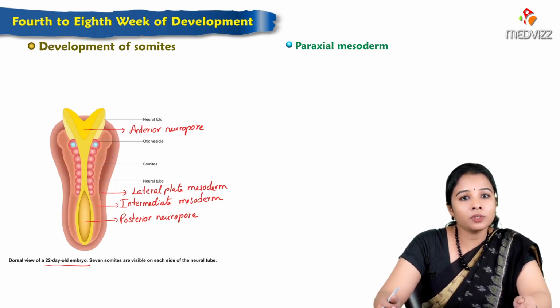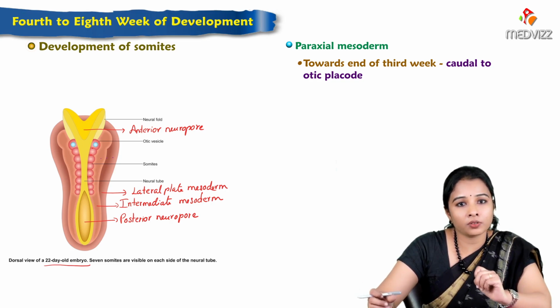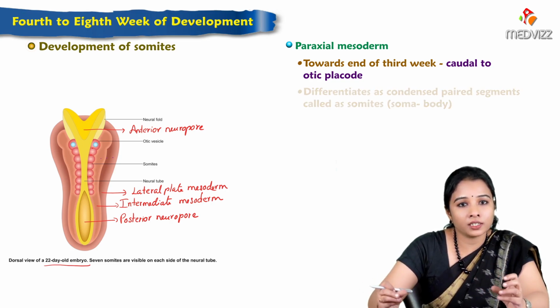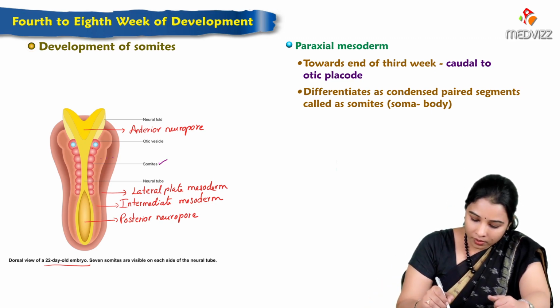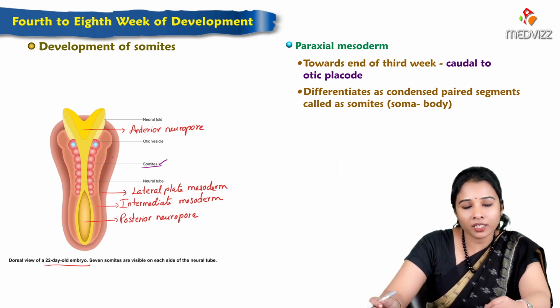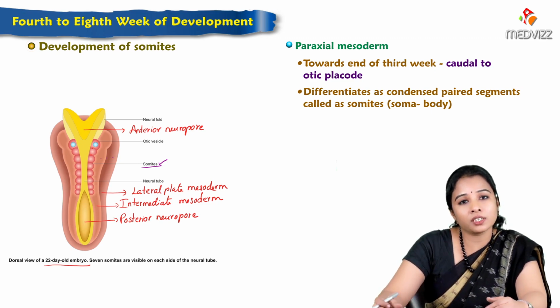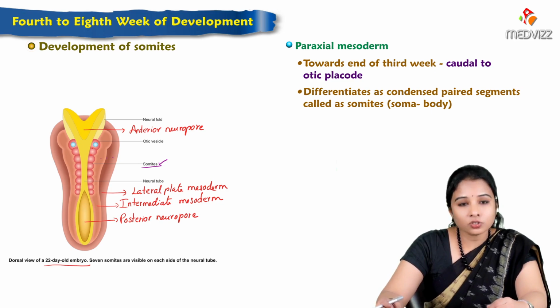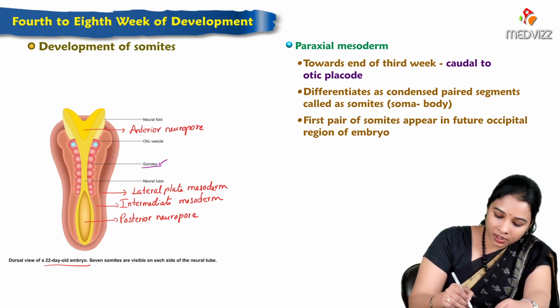And paraxial mesoderm, towards the end of the third week, the paraxial mesoderm caudal to the otic placodes, that is ear placodes, differentiates to form a condensed pair of segments which are called somites. So what is meant by somites? Soma means body. So these are like segmented bodies which are present on each side of the developing neural tube. If we see these somites, the first pair of somites appear in the future occipital region of the embryo. That is, they appear first in the cranial region.